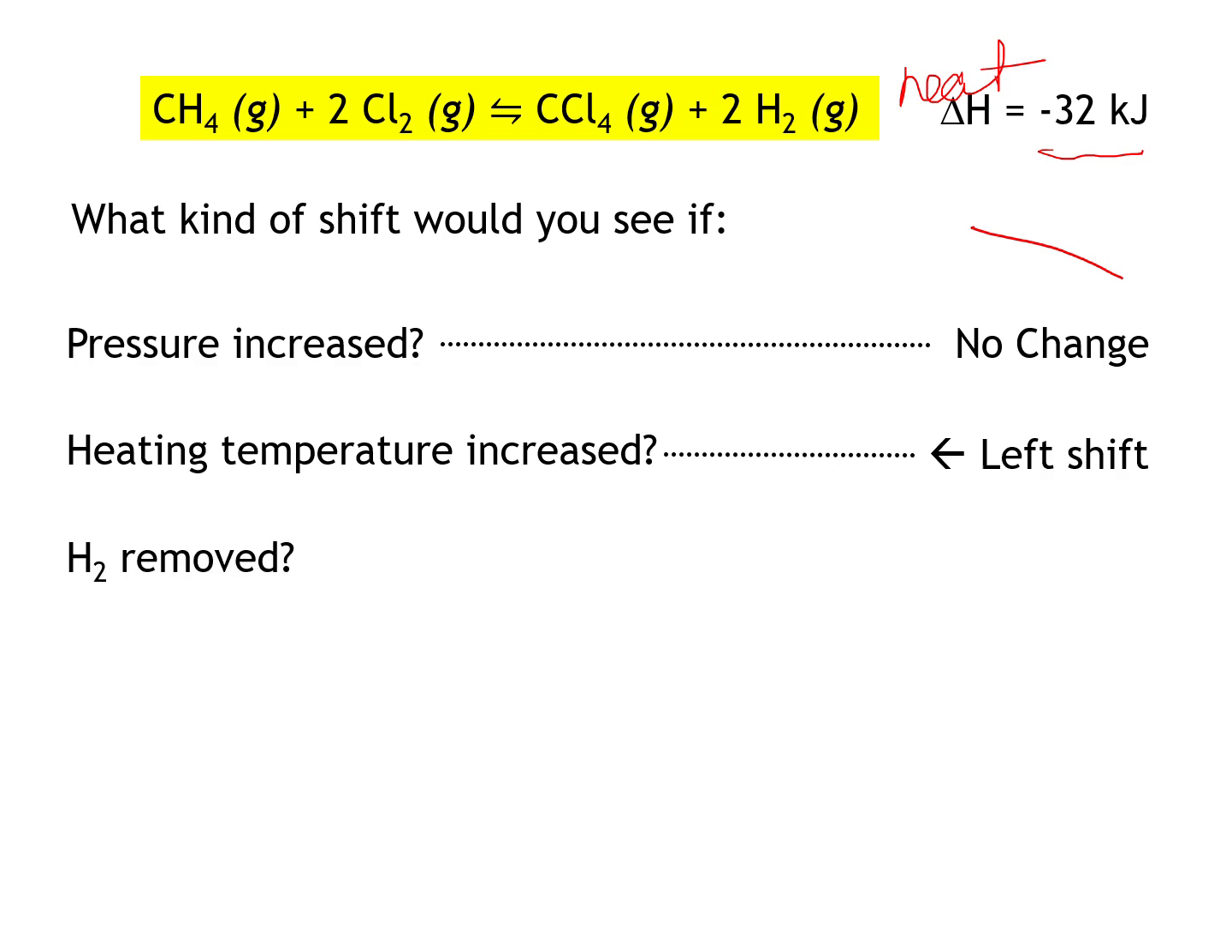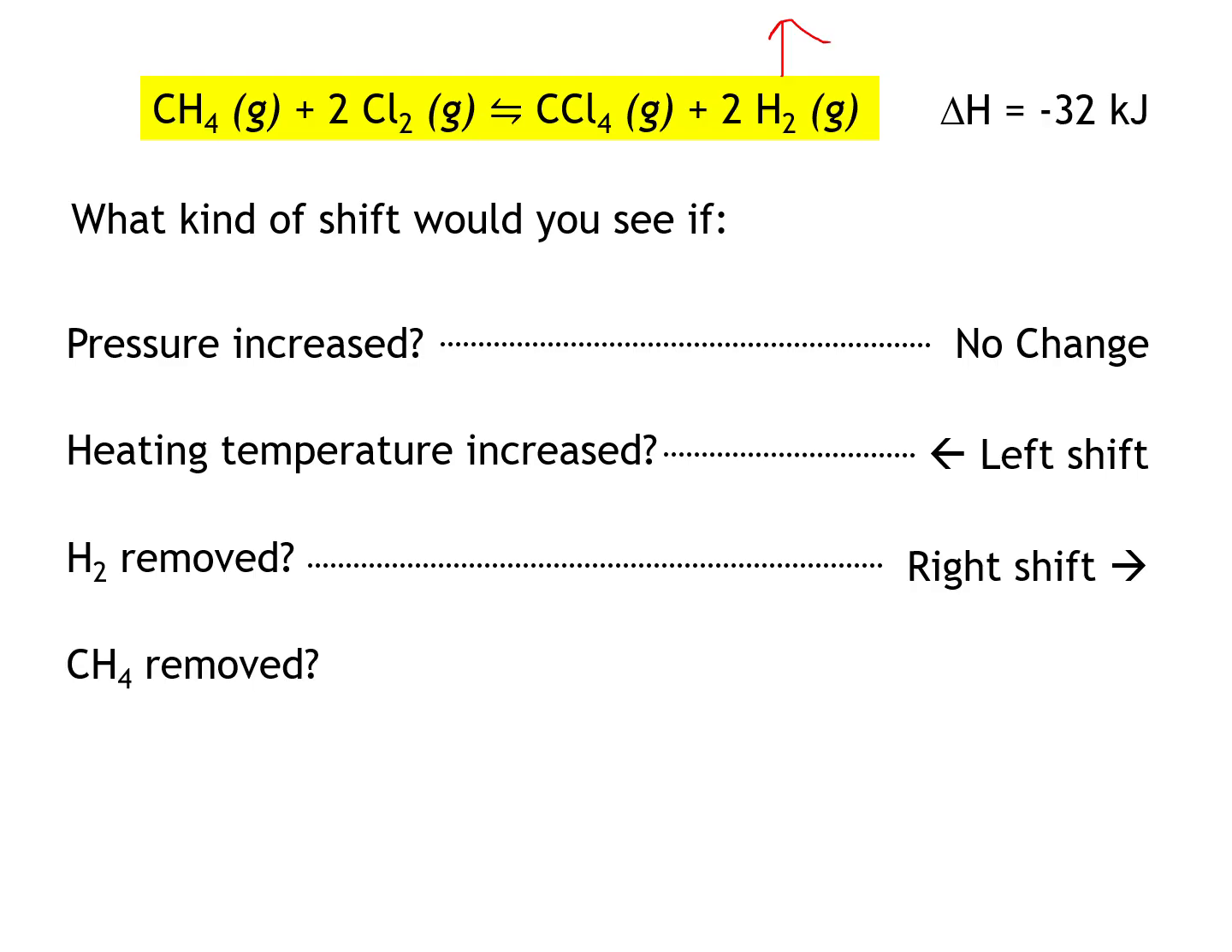And then H2 removed. Oops, wanted to erase that. So now in this case, we are making the product side lighter. So kind of imagine the seesaw with your pen or pencil. I usually see people using their pencils. So we are tilting the right-hand side up, which means it's going to be a right shift.